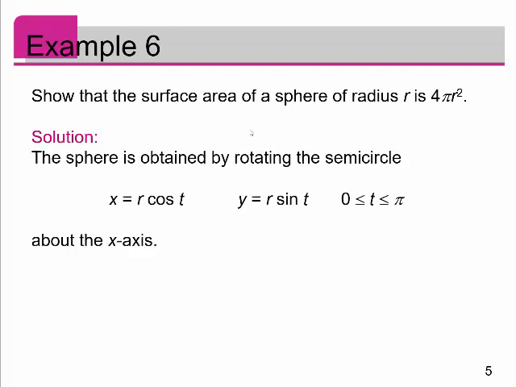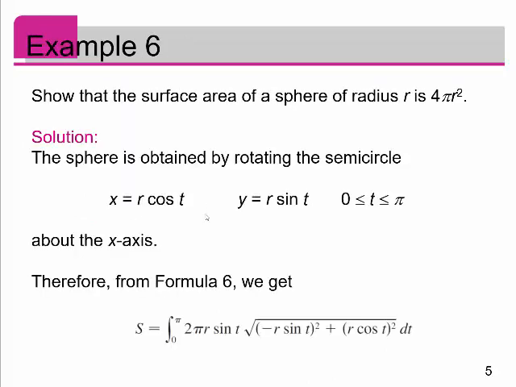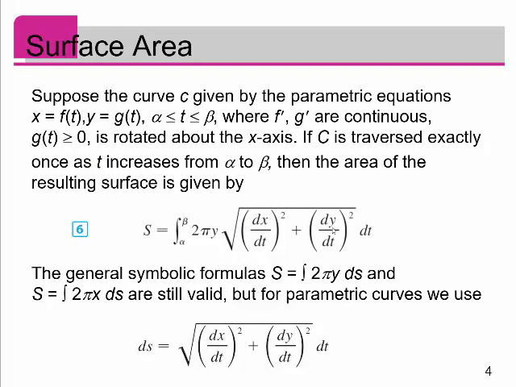The sphere is obtained by rotating the semicircle given by these parametric equations: x is equal to r times cosine of t, y is equal to r times sine of t, and t goes from 0 to pi. All we're doing is taking this and rotating it around the x-axis. So all we have to do is follow this formula right here. Plugging into the formula, the surface area is the integral from 0 to pi of 2 pi times y, where y here is r sine of t, times the square root of dx dt squared plus dy dt squared.